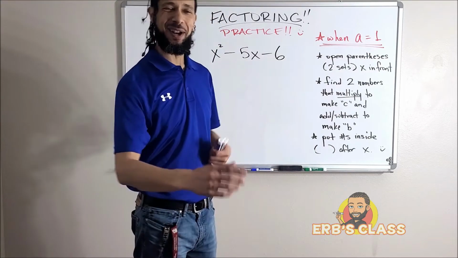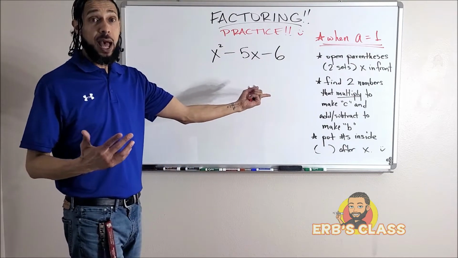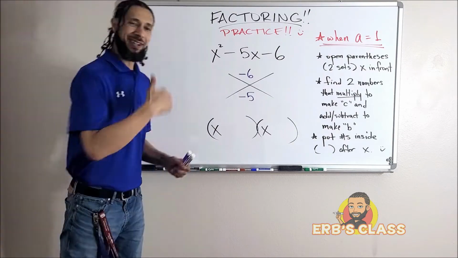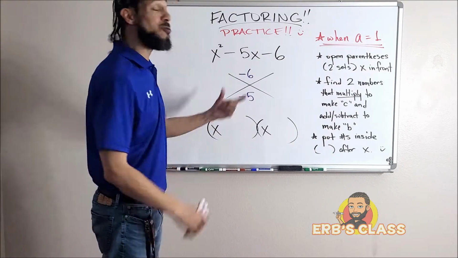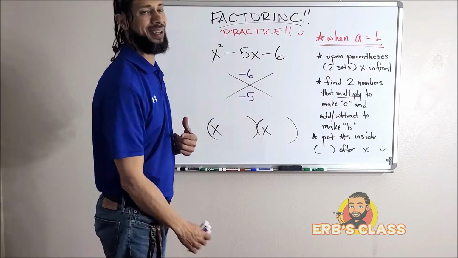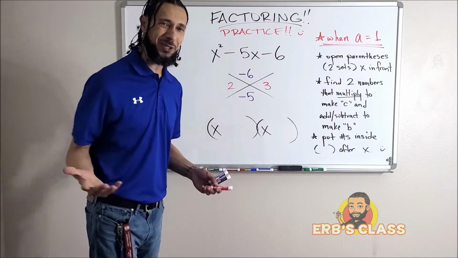Okay. That's what's up. Another drill. Let's put some skill. Now, you know the first step. Good. Okay. You know the second step. Good. All right, so I need 2 numbers to multiply to make 6, add and subtract to make 5. I know what you're thinking already. 2 and 3, right? Yeah, of course 2 and 3.